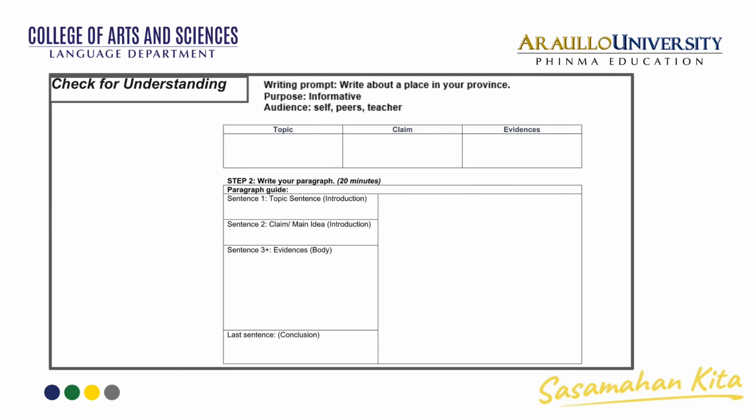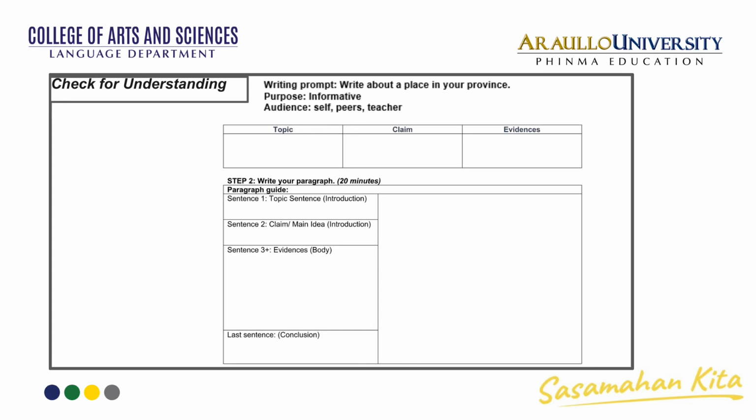The topic is about writing about a place in your province. So it could be any place in your province, it could be your municipality or your barangay or any famous place within the province. Again, the purpose of your essay is to inform, and your audience will be self, peers, and teachers. First, you need to identify the topic.